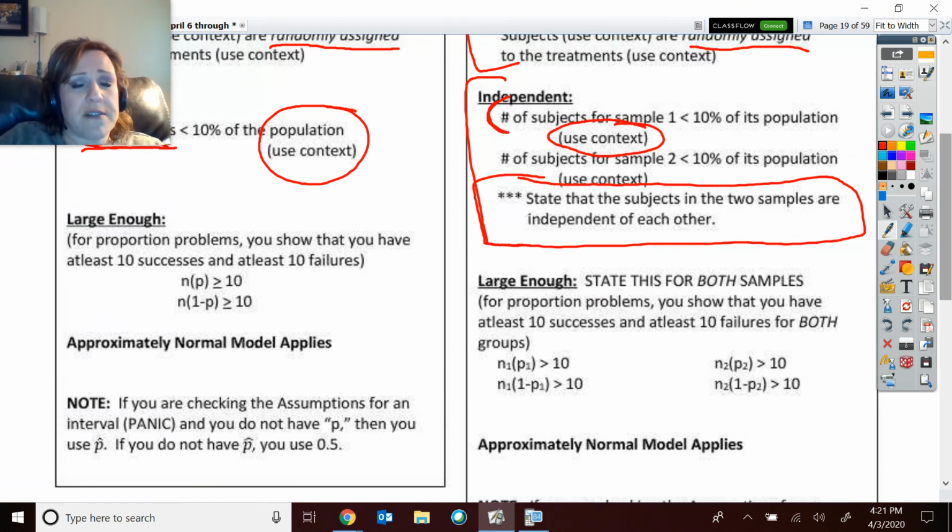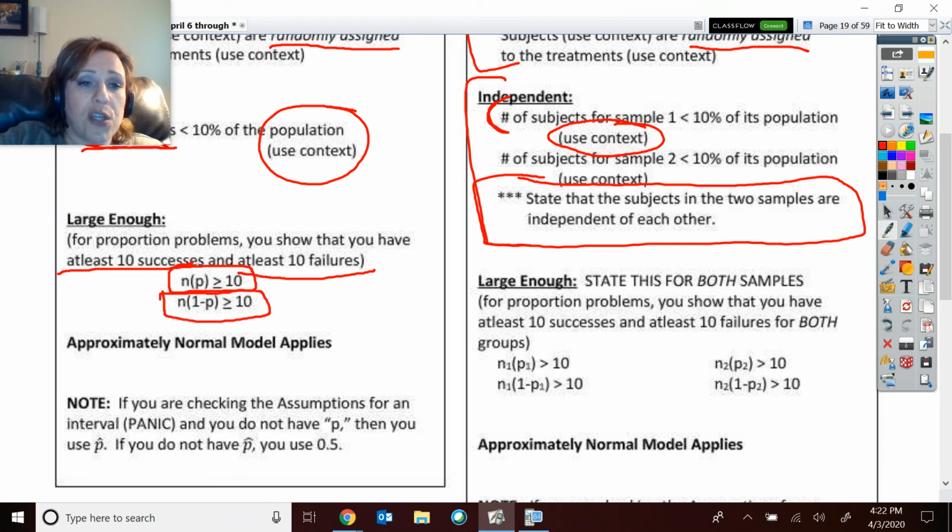All right, are large enough. So let's review this because when we come into this review, we've been doing means for a while. So let's recall that for proportions, are large enough is not greater than or equal to 30. It is that we have to have at least 10 successes and at least 10 failures. So that's going to be n times your p greater than or equal to 10, and n times your 1 minus p greater than or equal to 10. Okay, so that's your number of successes and number of failures. And of course, if you're doing intervals and you don't have your p, you have p hat there.